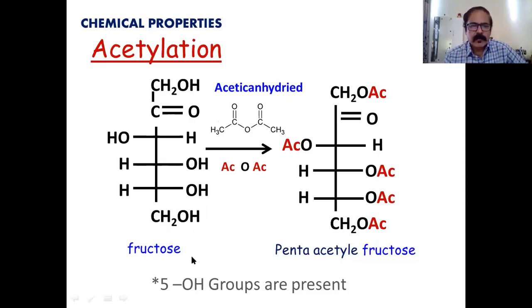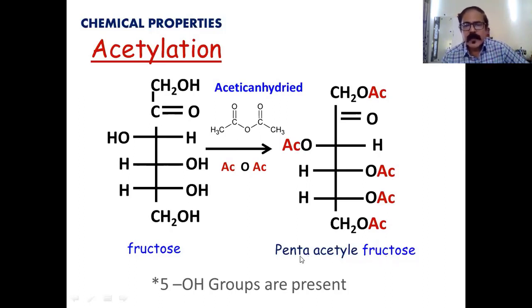So if you take 1 mole of fructose, it requires 5 moles of acetic anhydride, and you will get a pentacetyl derivative. That means the first hydrogen, second hydrogen, third hydrogen, fourth hydrogen, fifth hydrogen, these hydrogens are replaced by acetyl groups. You can see here the first hydrogen is replaced by acetyl. C double bond O is as it is, and in the second hydroxyl also, the one on the left hand side, also acetyl. Then the fourth, fifth and sixth, all of them get acetyl groups. So this is pentacetyl fructose.